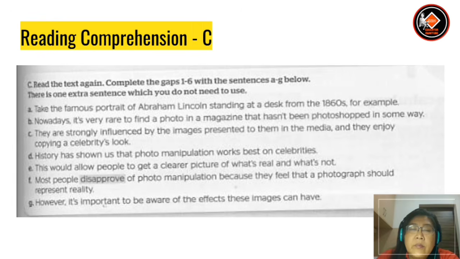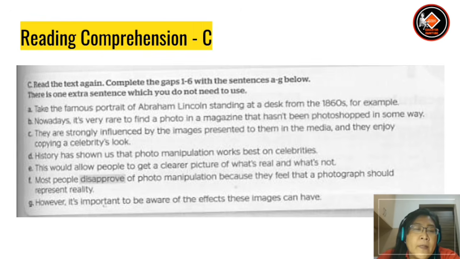Now we have the reading comprehension, which is C. Read the text again and complete gaps 1 to 6 with the sentences A to G below. There is one extra sentence which you do not need to use. So A. Take the famous portrait of Abraham Lincoln standing at the desk from the 1860s, for example. B. Nowadays, it is very rare to find a photo in a magazine that hasn't been photoshopped in some way. C. They are strongly influenced by the images presented to them in the media and they enjoy copying a celebrity look.